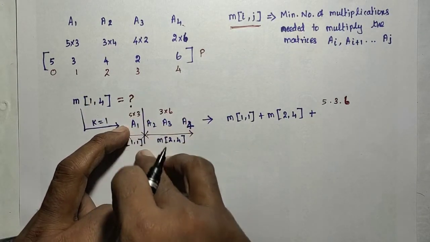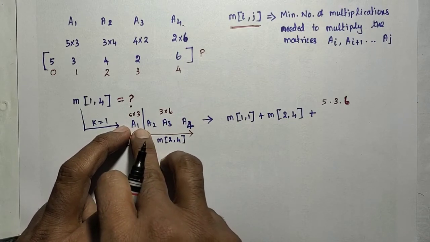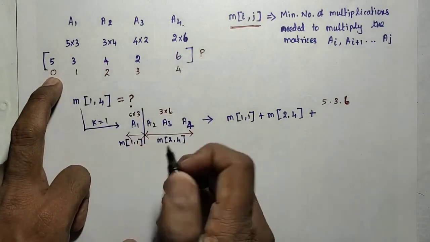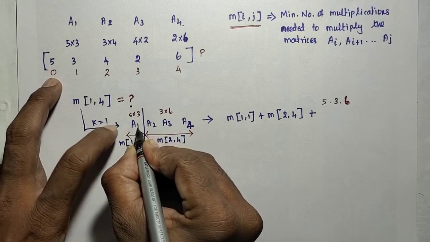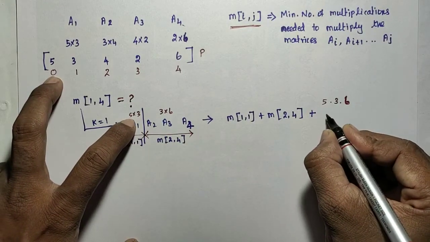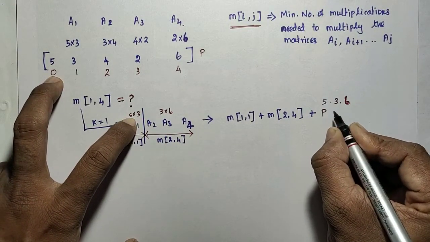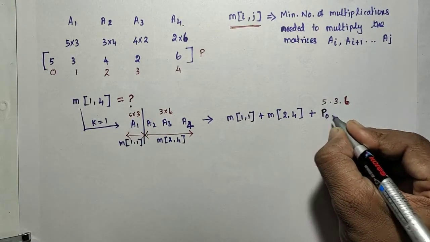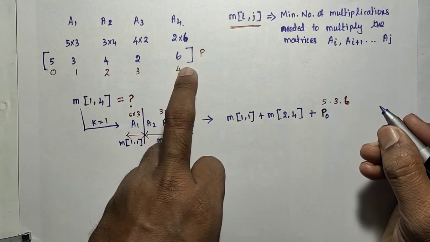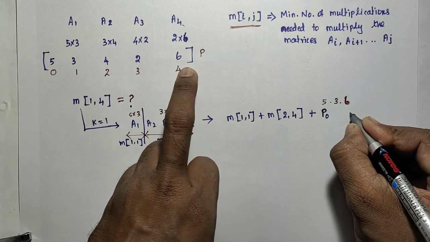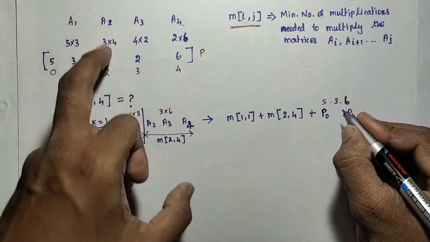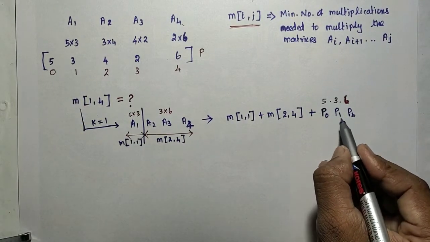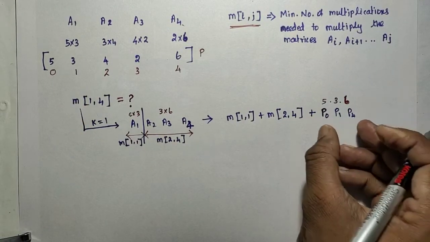So we split on the first position. The 5 is nothing but P0. Correct? We started from 1, so it is P0, and then the 6 is stored in P4. Correct? And the 3 is nothing but P1. So I wanted to multiply P0, P1 and P4.